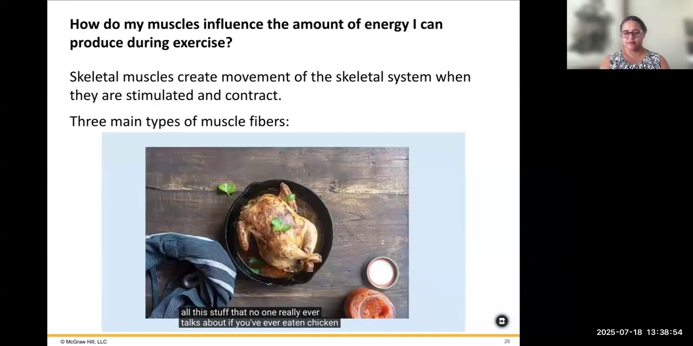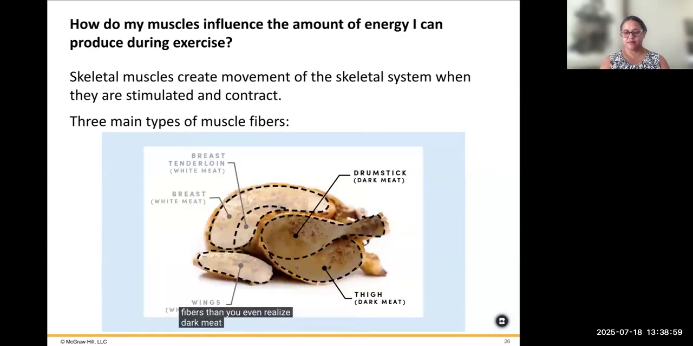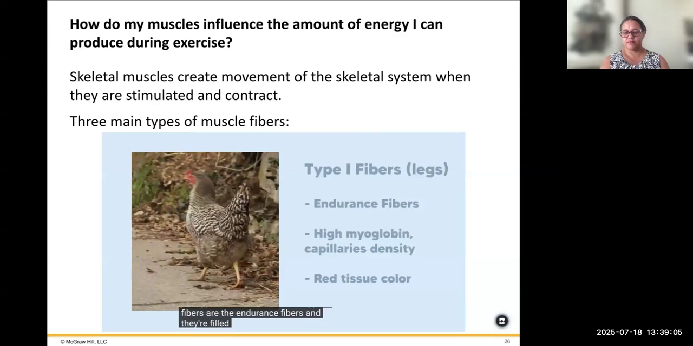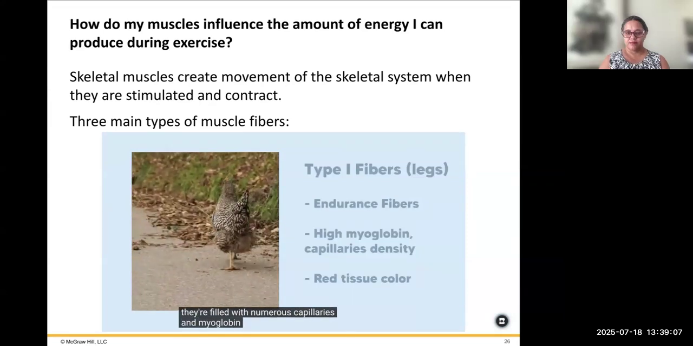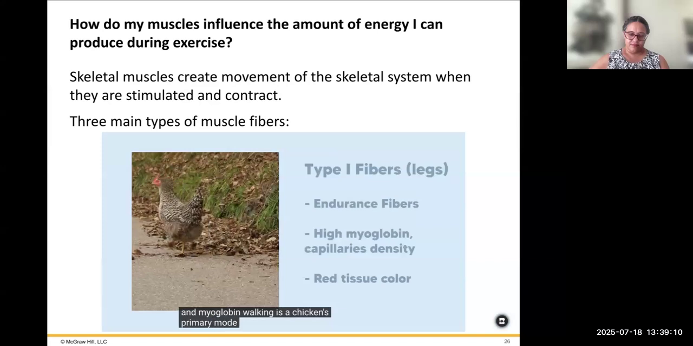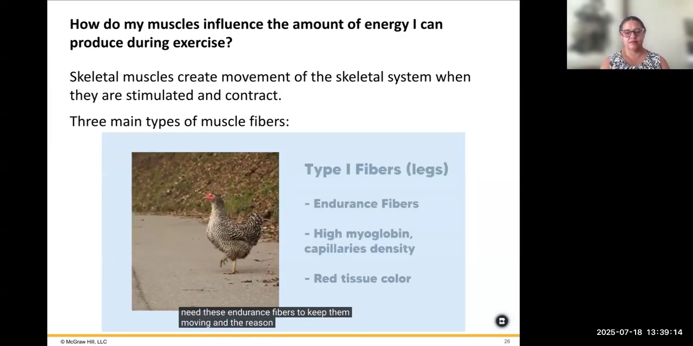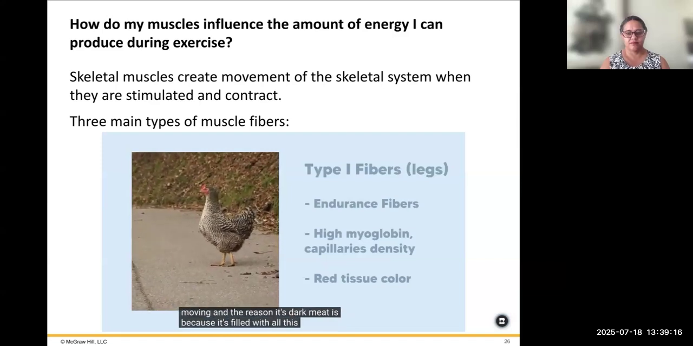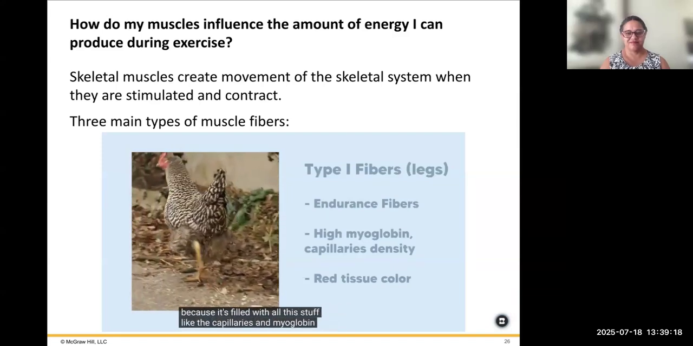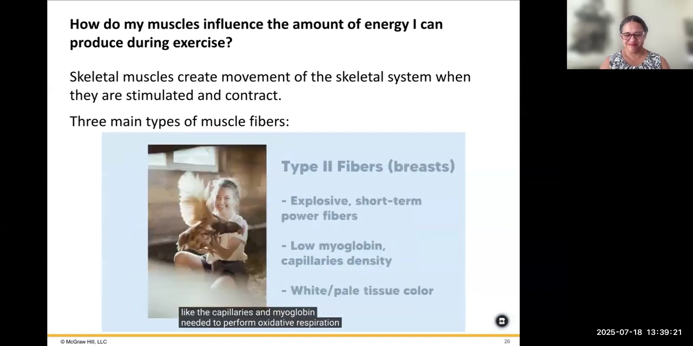If you've ever eaten chicken, you probably know a lot more about these fibers than you even realize. Dark meat chicken, the legs, are basically just type 1 fibers. As we remember, type 1 fibers are the endurance fibers, and they're filled with numerous capillaries and myoglobin. Walking is a chicken's primary mode of transportation, so they need these endurance fibers to keep them moving. And the reason it's dark meat is because it's filled with all this stuff like the capillaries and myoglobin needed to perform oxidative respiration. Chickens can, of course, fly a little bit, but it's kind of this explosive short-term activity.